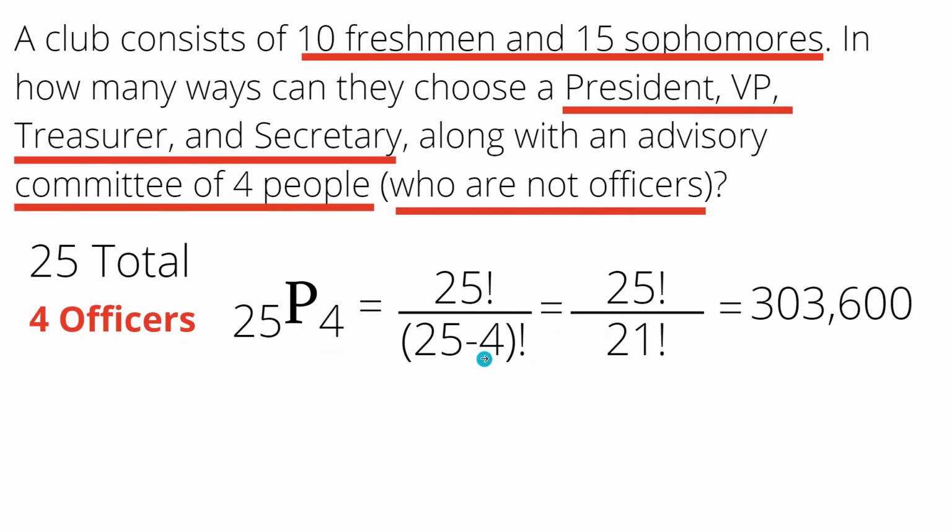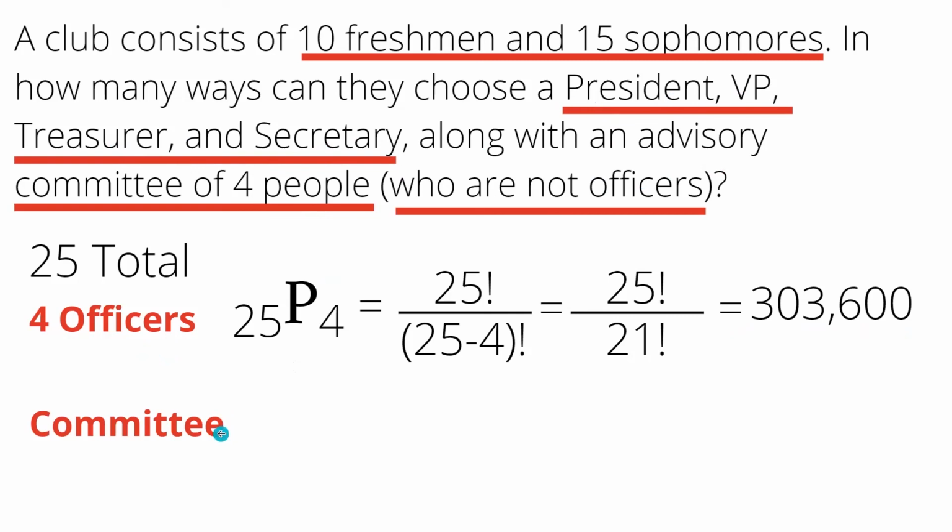We have 25 total, and we're choosing 4 officers. And when you plug that into the permutation formula, you have 25 factorial divided by 21 factorial, and you get that there are 303,600 different ways to choose those 4 officers: president, vice president, treasurer, secretary. Now let's look at this advisory committee.